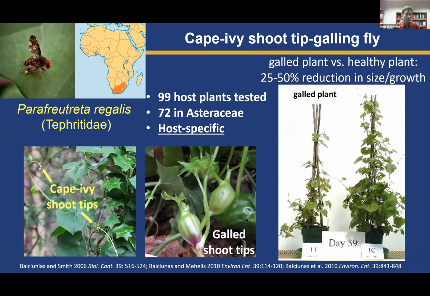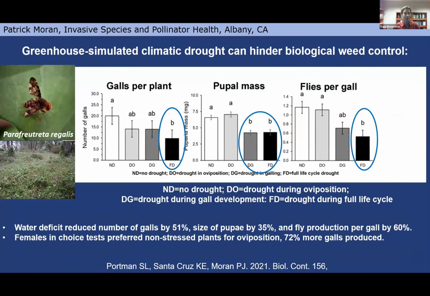And so Patrick and colleagues decided to look into this in the greenhouse by simulating a climatic drought at different parts of the fly's life cycle and looking at the effect on the fly reproduction. So in these graphs here, you can see the ND stands for no drought. And then you have drought during oviposition, drought during gall development, and drought during the whole reproductive cycle there. And what you can see is the result is that indeed fly reproduction by all of these metrics suffers under drought.